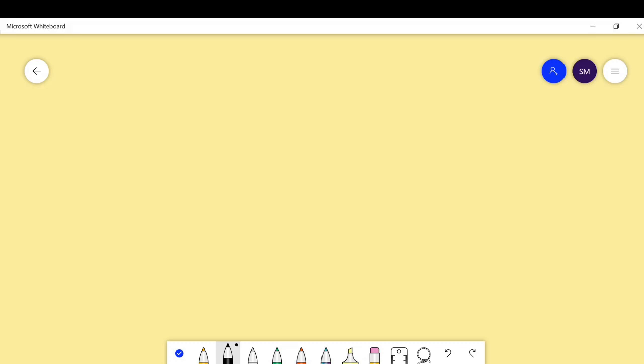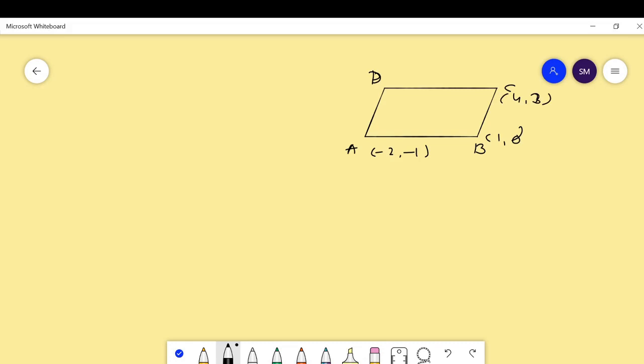We can prove this as we know that in a parallelogram, the diagonals bisect each other. Suppose A, B, C, D are 4 vertices given here. A with the coordinate minus 2, minus 1, B with the coordinate 1, 0, C with the coordinate 4, 3, and D with the coordinate 1 and 2. Then we have to prove that ABCD is a parallelogram.